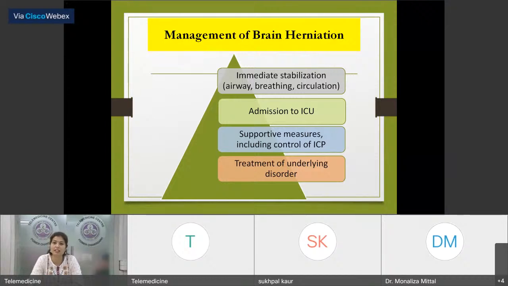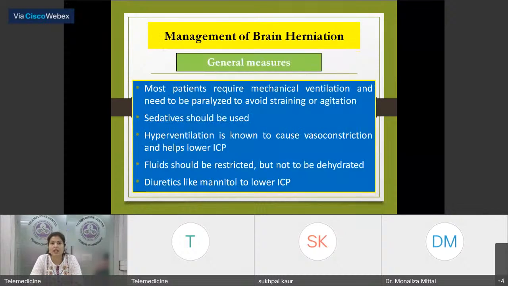These patients need intensive care, so it is better to get them admitted into the ICU. We can provide supportive measures, most importantly control of the increased ICP and treatment of the underlying disorder, because I already told you that brain herniation can occur with or without increased ICP. There are certain general measures, because as I said, brain herniation cannot be treated in one day. It has to go over a period of time. So what are the other measures we can take so that the brain herniation remains in check?